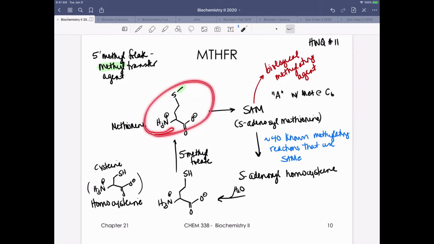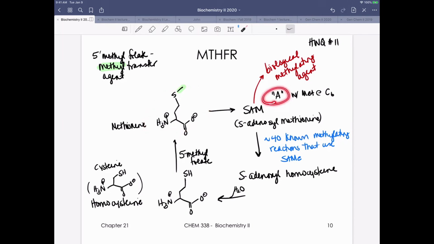So why is methionine important? Well, we already know, and we've talked about before, that methionine is the initial starting amino acid for lots of protein synthesis. But it's also really important here because methionine is important to make S-adenosyl methionine, or what we call SAM. SAM is a biological methylating agent. So even though you can think about methionine as having that methyl group that it could use to transfer, it's not going to do it in its amino acid form.